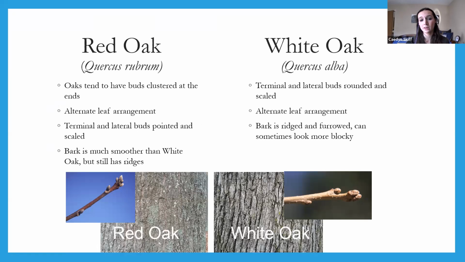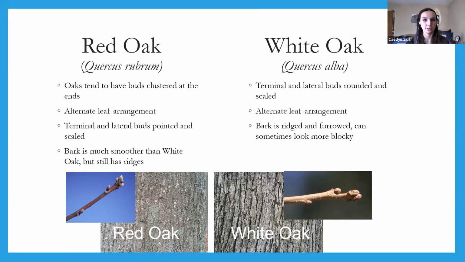The first are oaks. So we have red oak and a white oak. And I found a really great comparison of their bark there. So you can see that red oak is still a ridged bark, but it's a lot smoother than that white oak. That white oak has much deeper furrows in it. A lot of oaks tend to have buds that are clustered at the ends of the twig. So if you see a twig with a lot of buds at the end, oh, that might be an oak. So you start looking in further there.